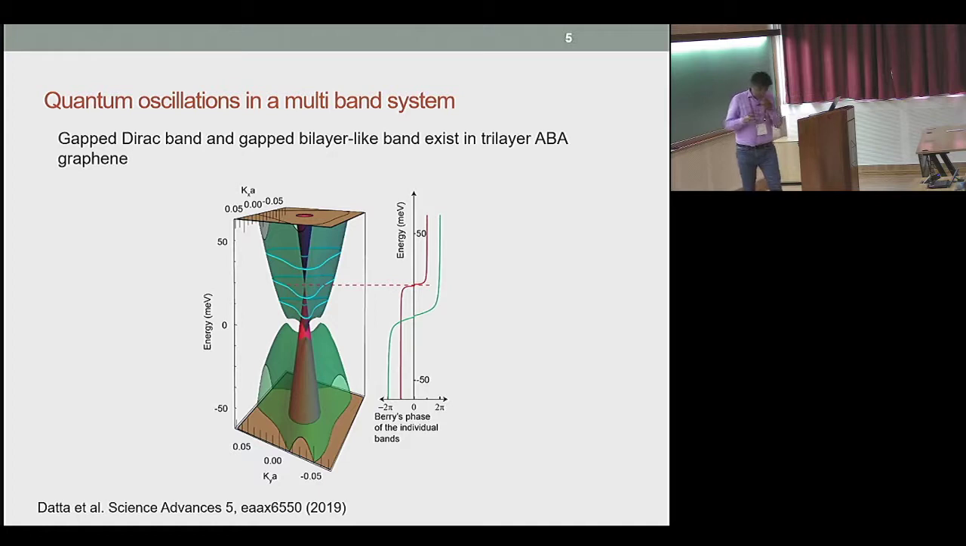So few layers offer different things for different people depending on what you're interested in. Here we explored what's happening to the Berry's phase across the Dirac band gap. I won't really talk much about it here, but this is a really convenient system. The gaps are all tunable by electric field, which is perpendicular to the plane of the system. So that really makes tweaking things easier.